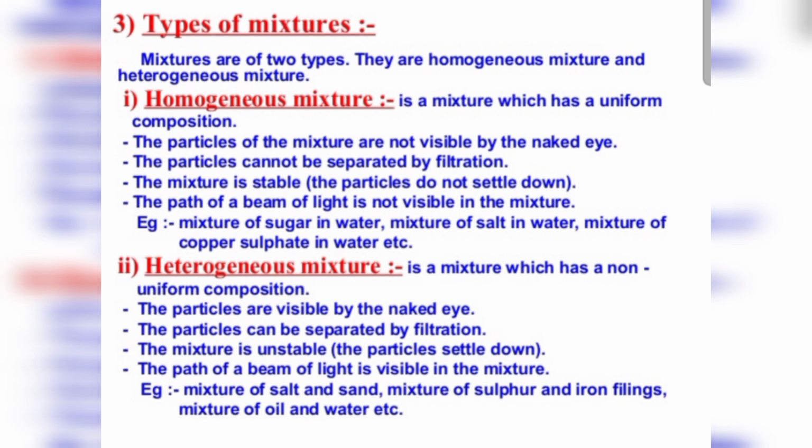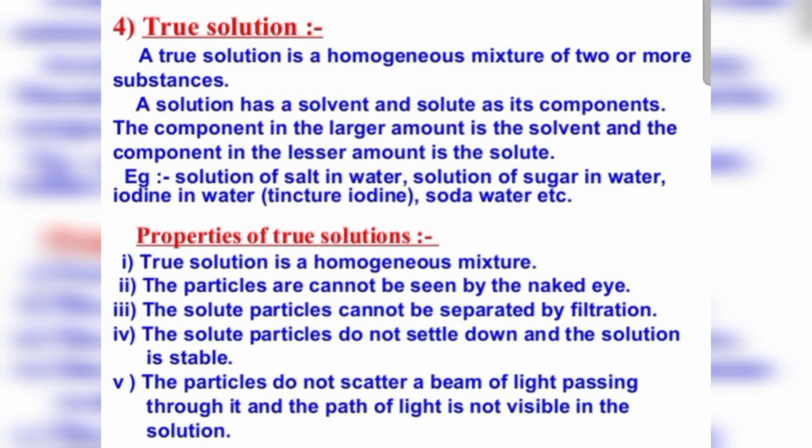For homogeneous mixture we took the example of solution, that is true solution. So, students, today we will discuss solution in detail. So what is a solution? We know that a solution has a solvent and a solute as its components, and the component in the larger amount is the solvent and the component in the lesser amount is the solute. So the solution has two main components, that is solute and solvent.